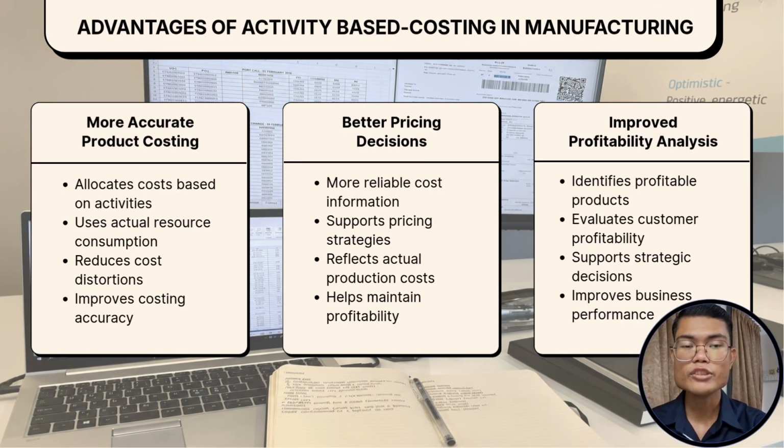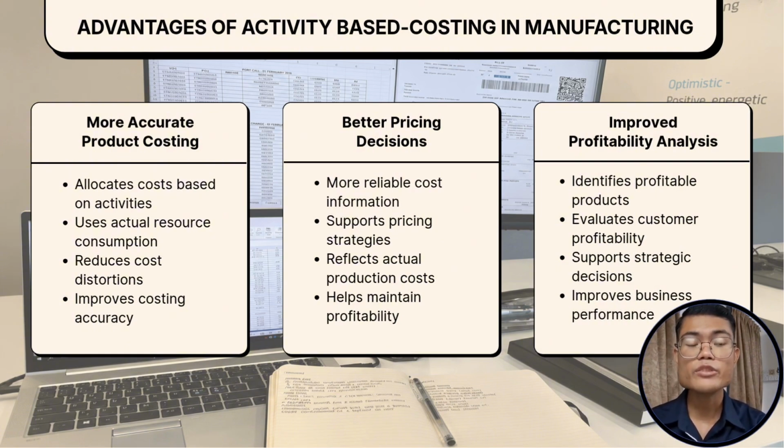The first advantage of activity-based costing is more accurate product costing. ABC provides more accurate product costs because it allocates overhead costs based on the activities that consume resources rather than using broad allocation methods. According to the articles, ABC improved the accuracy of cost calculations by identifying specific activities and cost drivers involved in the production process. It also allocates costs according to actual resource usage, which reduces cost distortion.